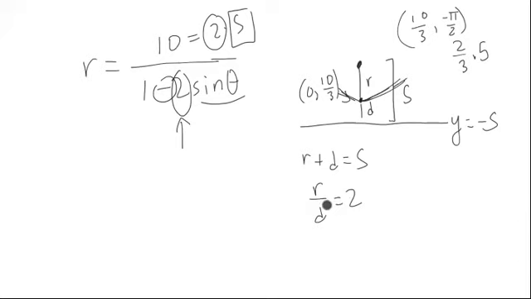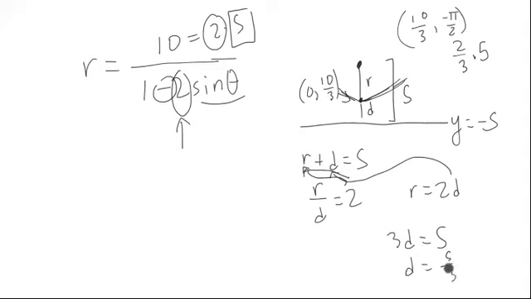Or we could have solved this system right here, thinking of R as being 2D, plugging that in for R, and getting 3D is 5. So D is 5/3, and then solving right here, R plus 5/3 is equal to 5, and subtracting, we get 5 minus 5/3, which is 10/3 as desired. Okay, so we can find a vertex in the following way, and we could identify what shape it was and where it's drawn with respect to the focus and the directrix.